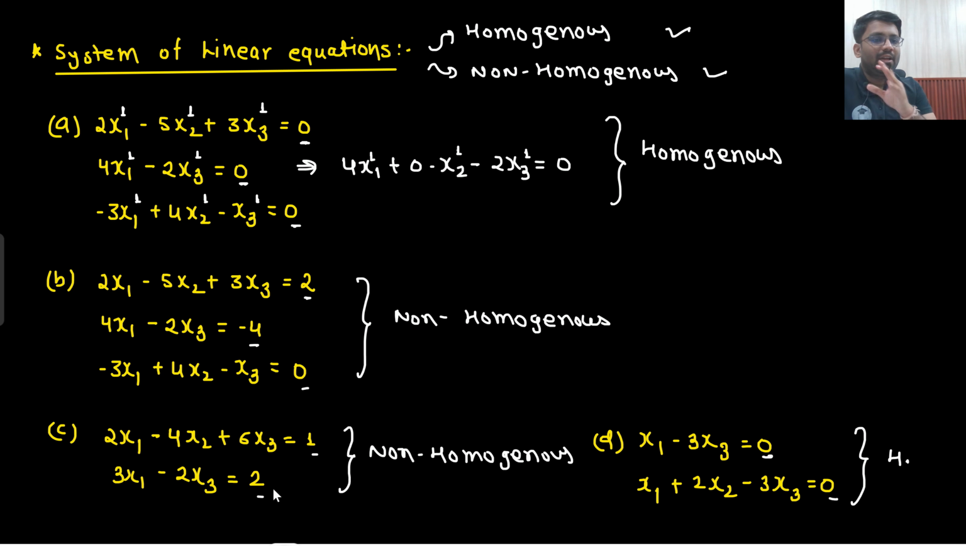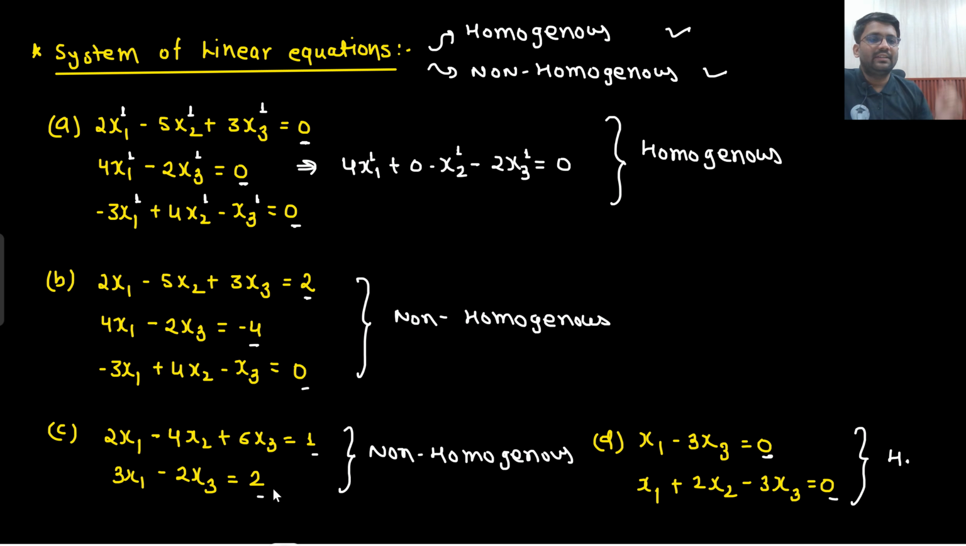Yes, sir. What is the meaning of system of equations? Two or more than two equations considered together is known as a system of equations. What is the meaning of system of linear equations? Linear means the maximum power of the variable is 1. What do you mean by homogeneous? The constant value should always be 0. And if the constant value is not always 0, then it will be non-homogeneous. So is this slide clear?